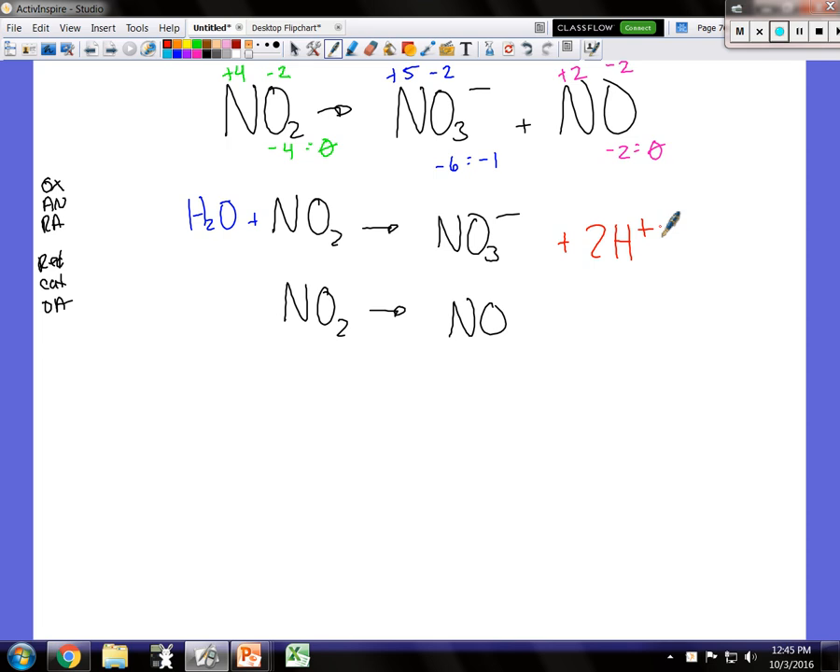And since I am working with the oxidation half, where do the electrons go? The other side. All right, my reactant side is neutral. My product side is a total of what? +1. Well, how do I make it neutral? I add 1 electron. Is that everybody with me so far?